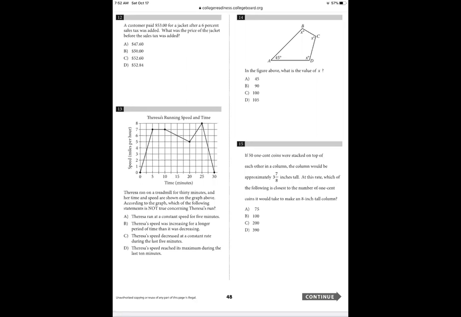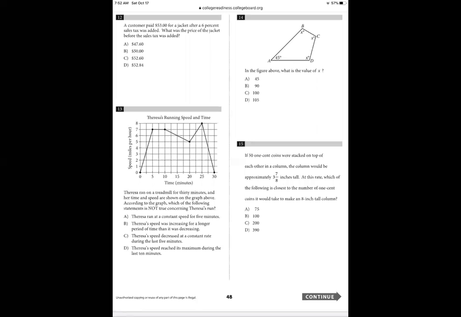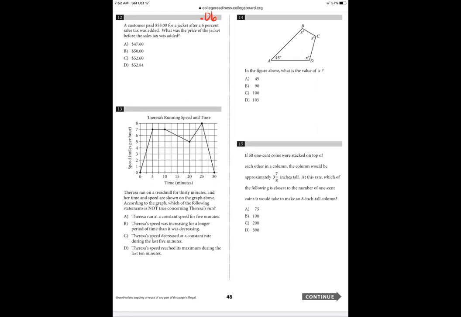So for number 12, we are told the price that was paid after 6% sales tax was added. So key there is to acknowledge that 6% would be 0.06 and that 53 is what was paid after tax was added on. For number 13, the hint is to make sure you read carefully and acknowledge you are looking for the answer choice that is not true. So don't be tricked on that.